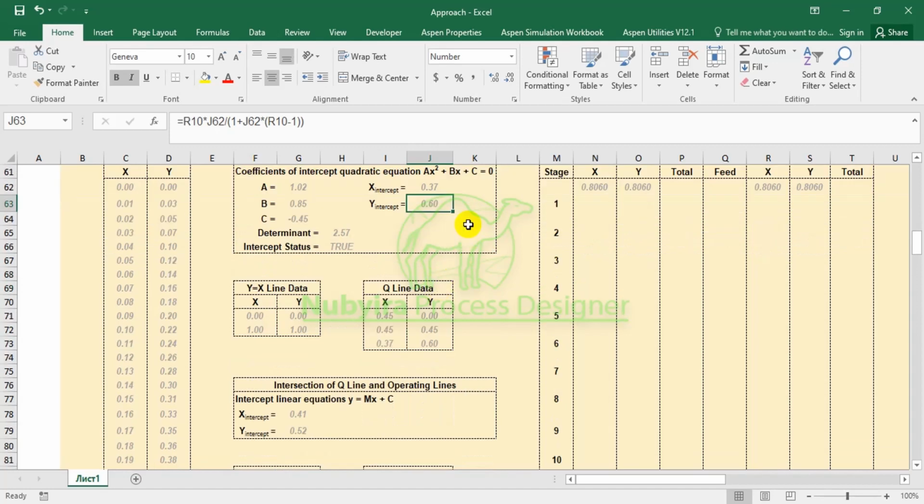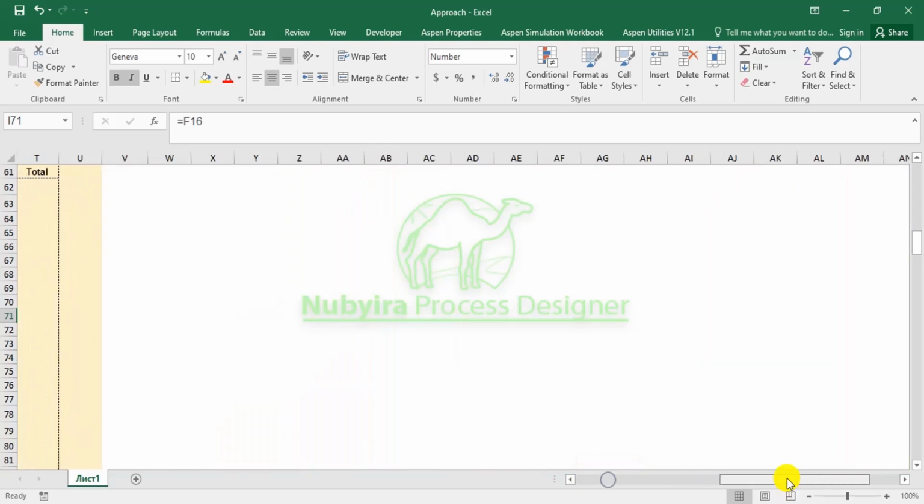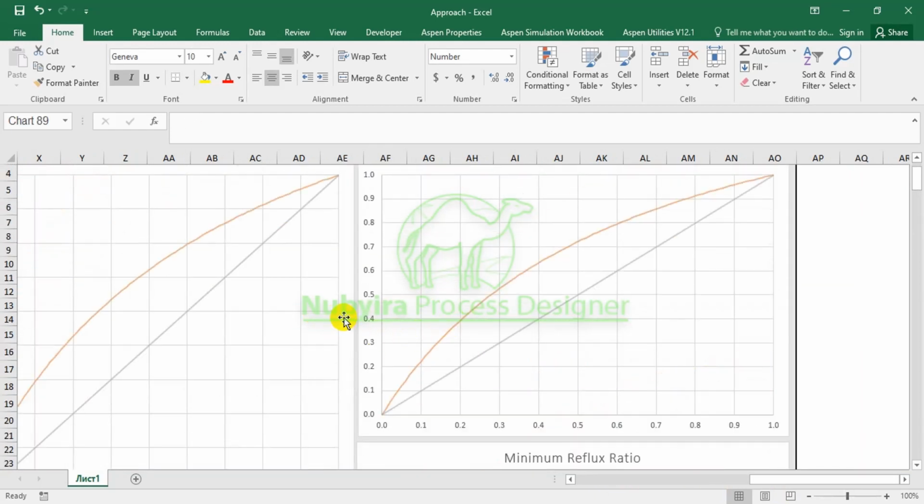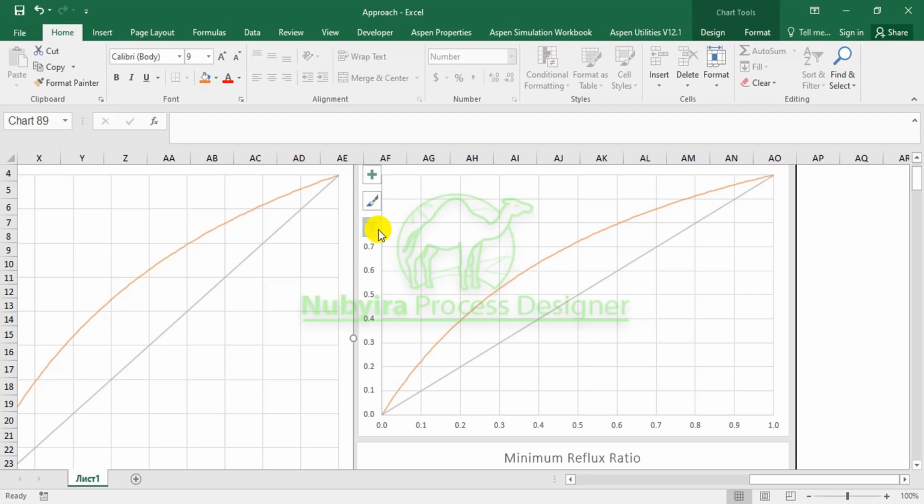You can see from this point, this is the data that I'm using for my q line. It is starting from the feed point. Okay, let me try and enable the plots in my q line. Okay, so I'm going to be using the plots here.